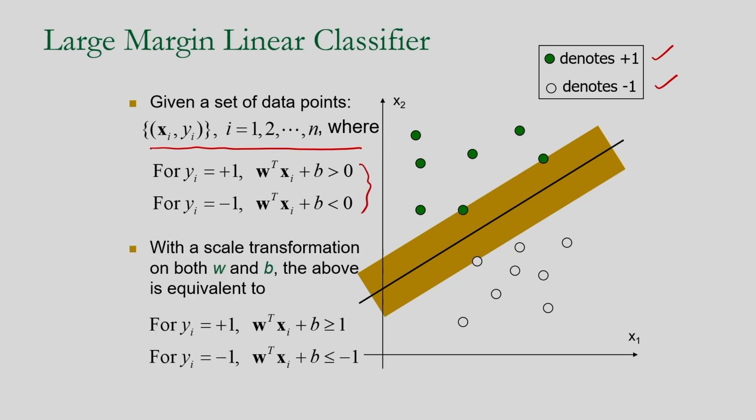After this I can do some scale transformation for both W and b, and corresponding to this, these two equations will be equivalent to the following. For yi equal to plus 1, W transpose xi plus b is greater than or equal to 1, and for yi equal to minus 1, W transpose xi plus b should be less than or equal to minus 1. So I will be getting these two new conditions.